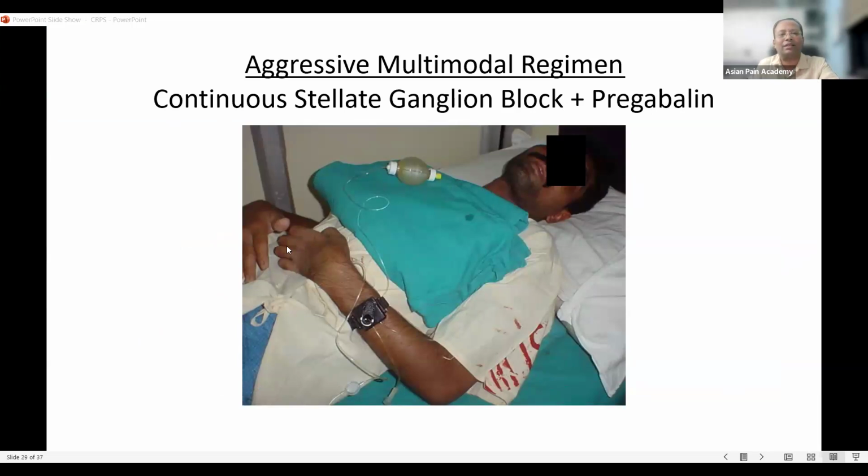This was his hand, severely affected. Continuous stellate ganglion block, and pregabalin was going on. Some other drugs also were going on. So the patient became much better. I will not say completely all right, and then I didn't follow up, of course.